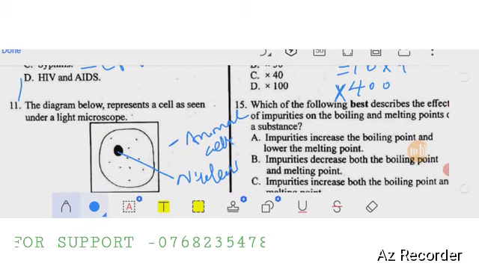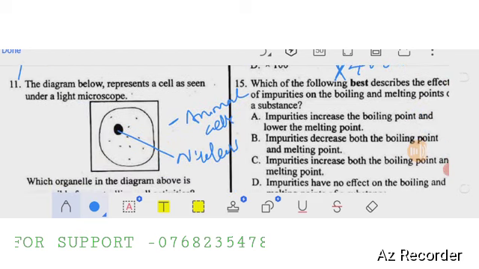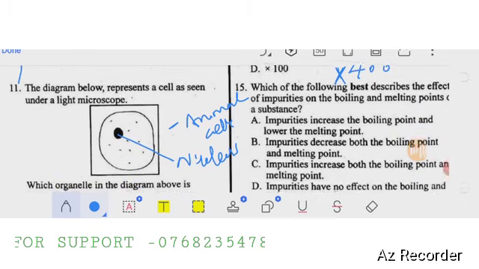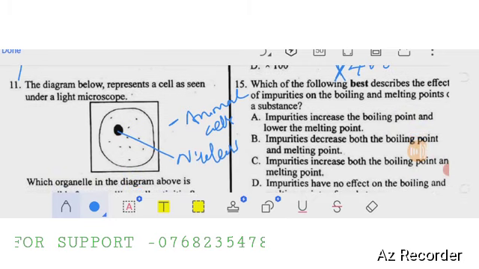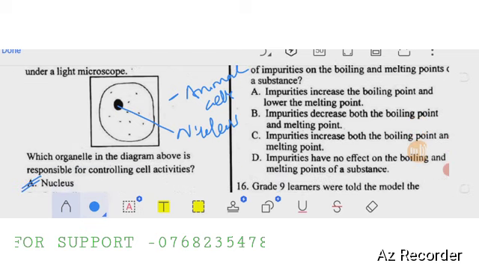So question 15, which of the following best describes the effect of impurities on the boiling and melting point of a substance? It's so simple. Impurities will always increase the boiling point and lower the melting point. That becomes the answer. This point is very important.